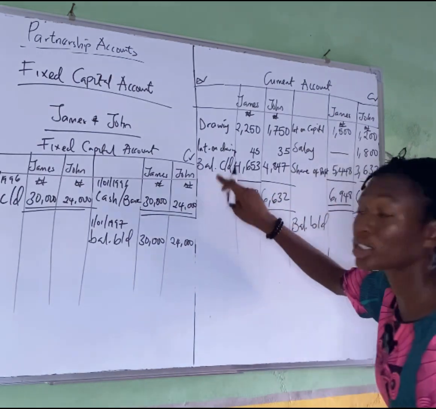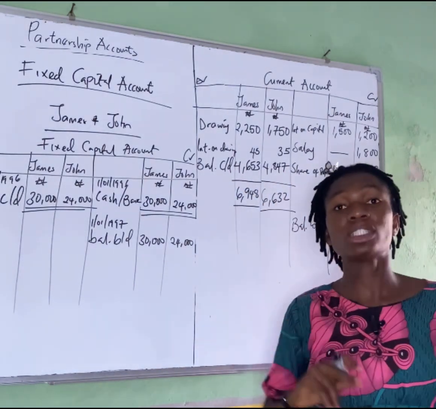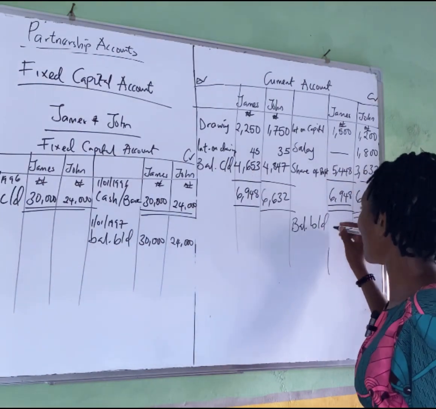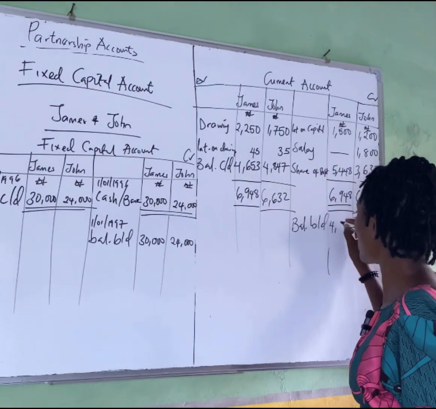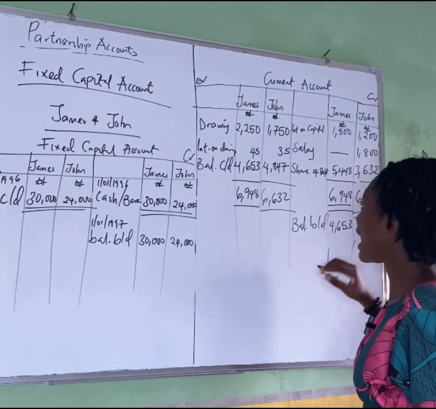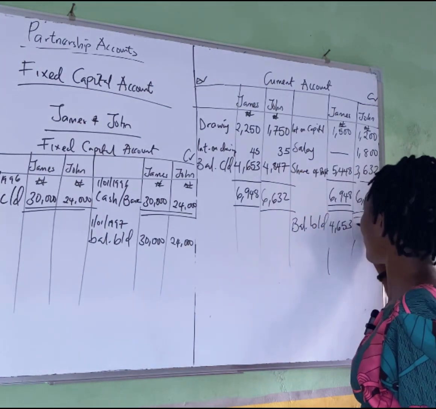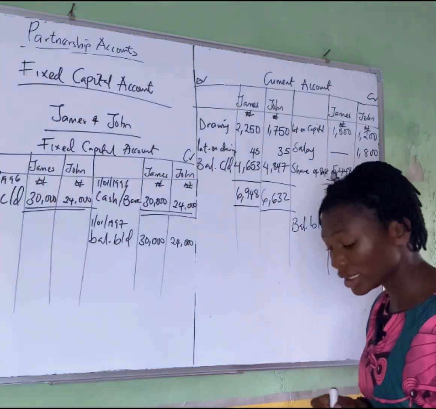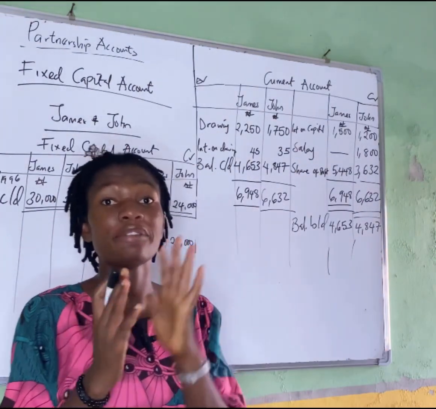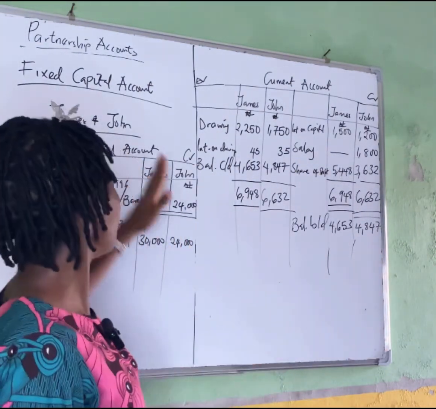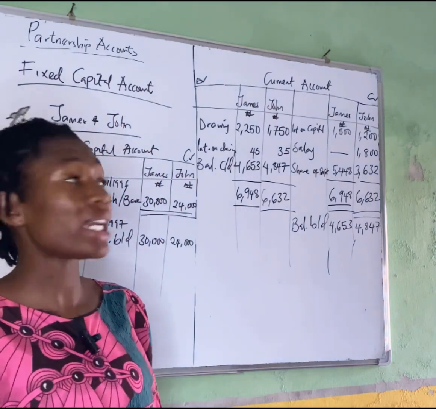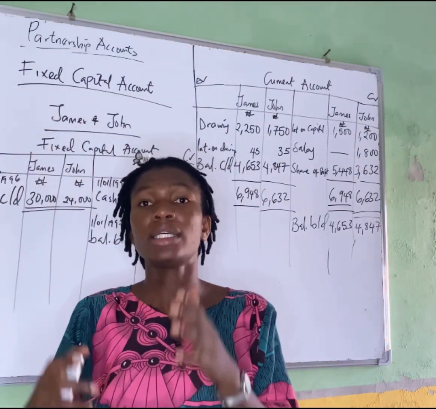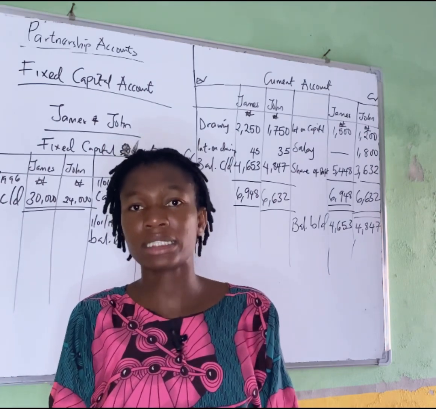So this balance, we'll be transferring it to the next year's account. For James, his account balance is 4,653 naira, and for John, we'll be having an account balance of 4,847 naira. So in this case, we have effectively looked at the fixed capital account. Now, in our next video, we're going to be looking at the partners' balance sheet account.